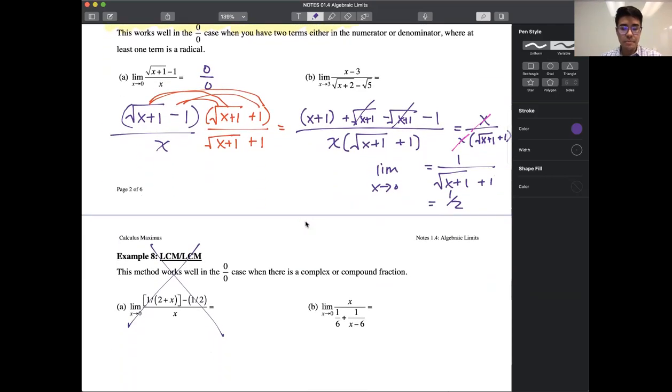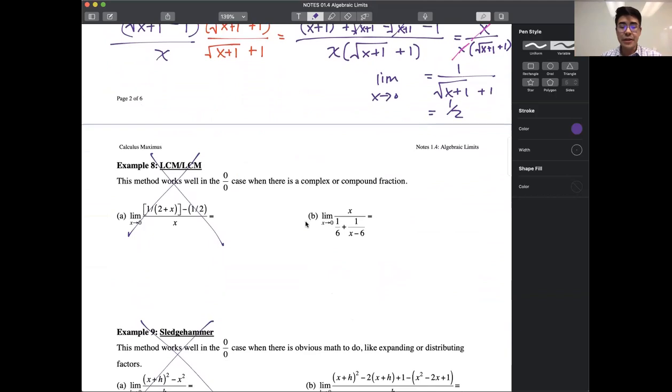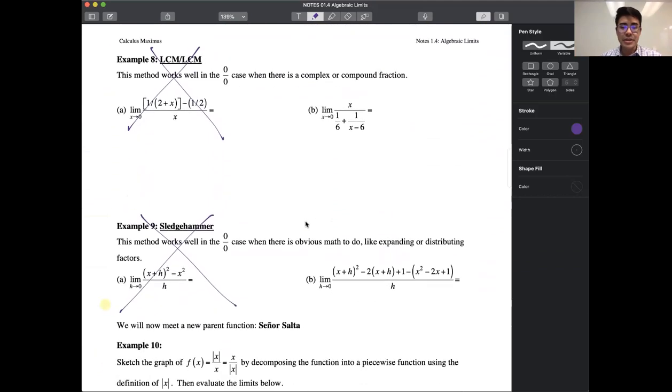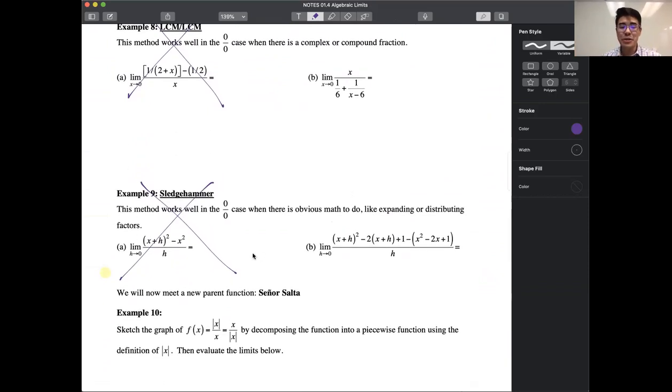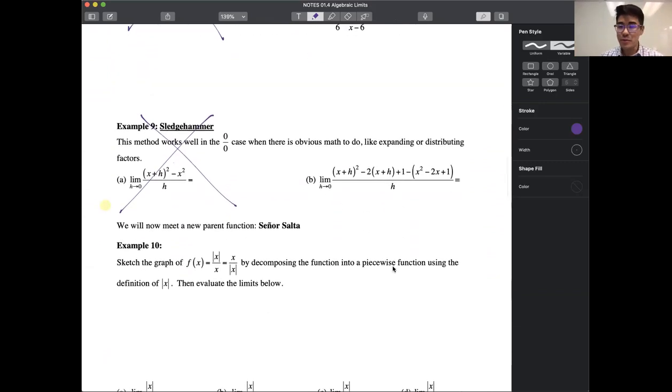And then for any of you following along the worksheets, I don't think you need example 8. I don't think you need example 9, sledgehammer. If you have L'Hôpital, you don't have to sledgehammer any of this. Or if you know your definition of derivative, which hopefully we will get to today.